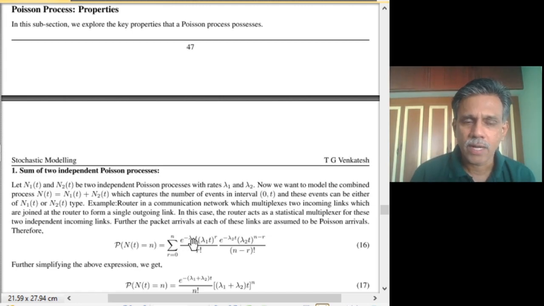So the Poisson parameter is lambda 1 t, and we have lambda 1 t power r by r factorial, whereas for the case of N2 it is e power of minus lambda 2 t into lambda 2 t power n minus r by n minus r factorial.